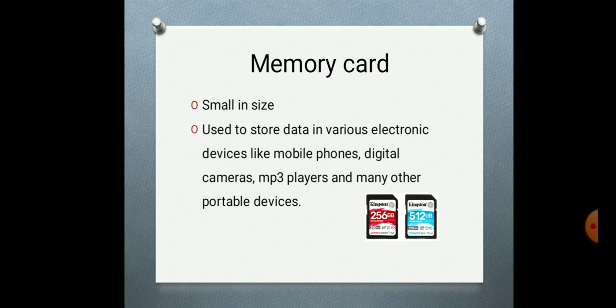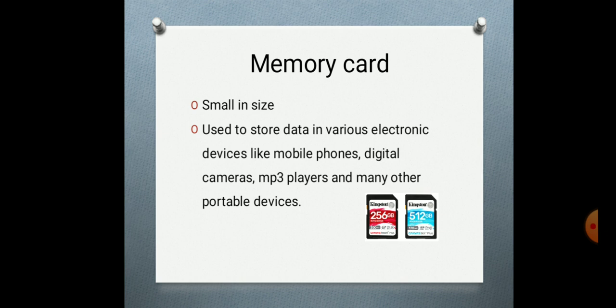So a pen drive is a portable device. A CD is a portable device. Likewise, whatever devices we can carry easily are called portable devices. In those portable devices we can also use the memory card. So a memory card is also a secondary storage device which is used to store data. It is used in many electronic devices like mobile phones, digital cameras, MP3 players, and so on.